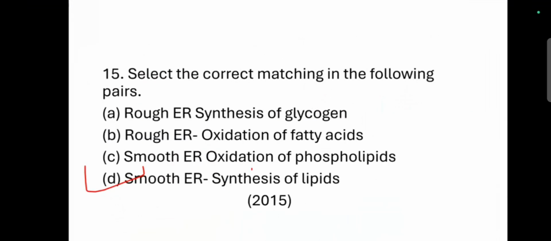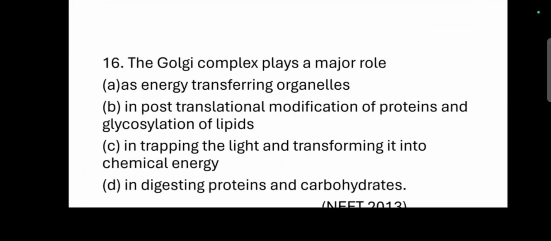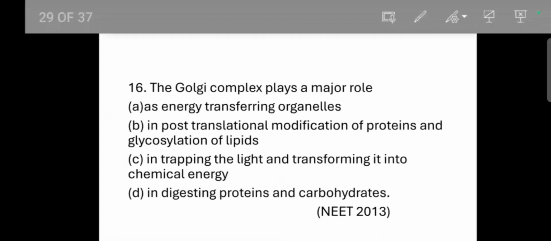So what statement is right? Smooth endoplasmic reticulum, synthesis of lipids. So this is the question from NEET 2015. Now we have to see the Golgi complex plays a major role as the energy transforming organelle. So this is the wrong one. It doesn't play the role of an energy transforming organelle.